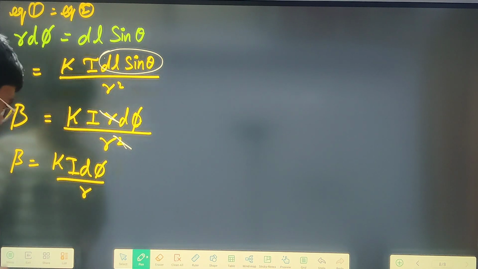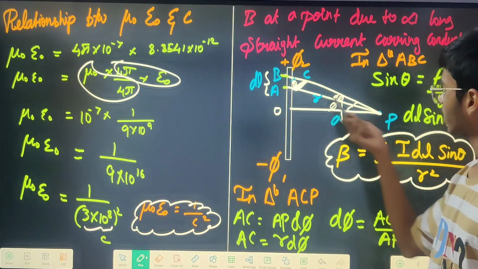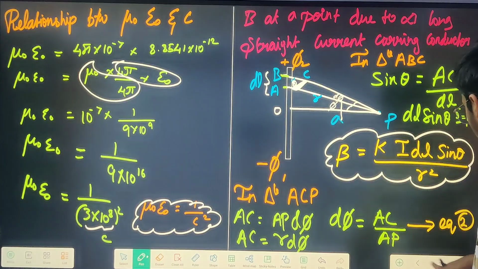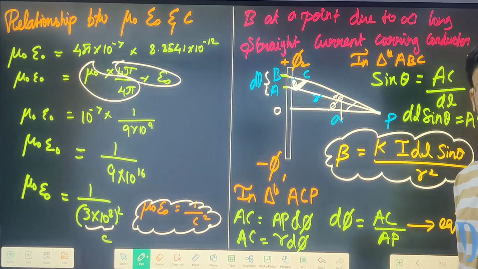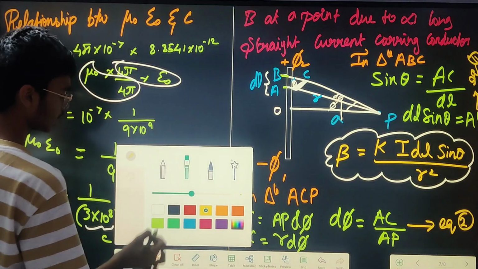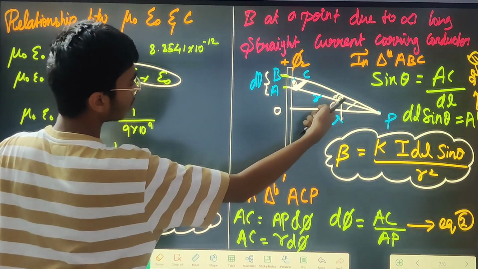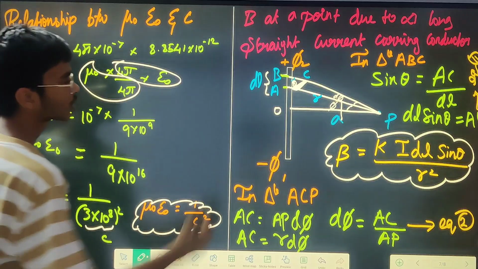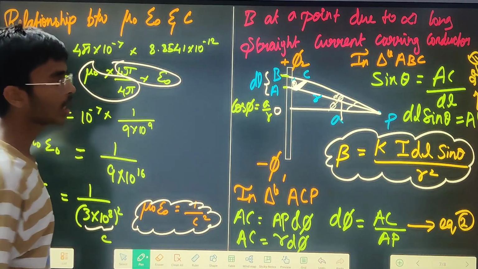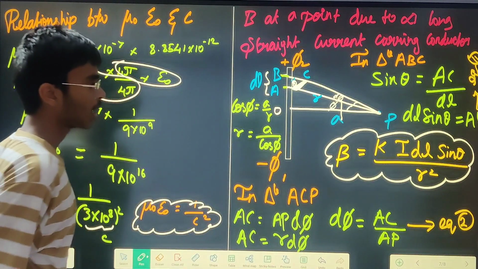R d phi, this one I have. So instead of R, what can I write? This is what R is. So instead of R, I can write A by cos phi. How come? See, this color, this is what R is. So cos phi is equal to A by R. So R is equal to A by cos phi.